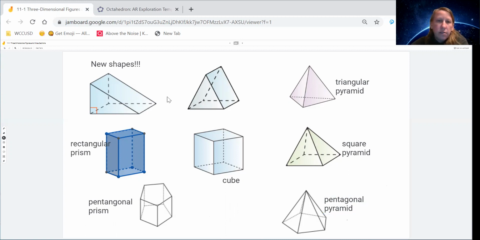All right, how about these two? These tripped students up today. They're not triangles, right? And they're not rectangles. They have two triangles that are congruent and parallel. So this is going to be a triangular prism.